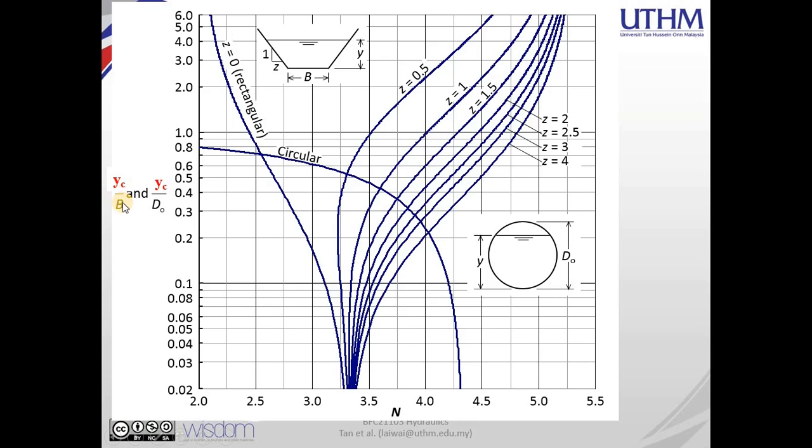For example, for the n value using this design chart, say the ratio on the y-axis, yc over b or yc over d, is equal to 0.4. We need to draw a temporary line to cross the respective graph line for rectangular, for example trapezoidal, say at 0.5, and circular. So we draw a temporary line here, crossing the respective line for each different shape of the channel.